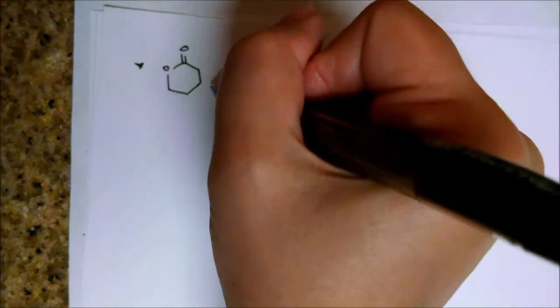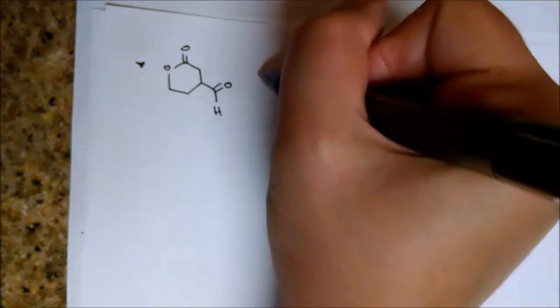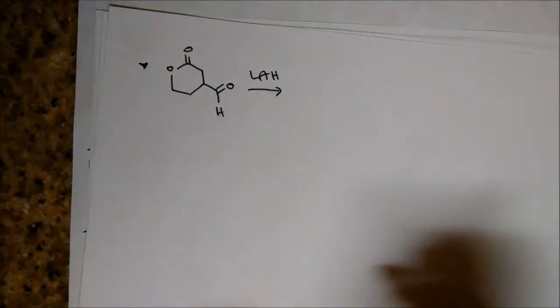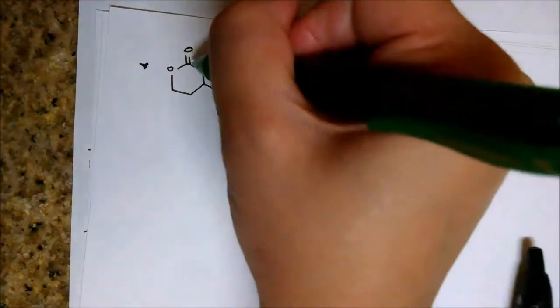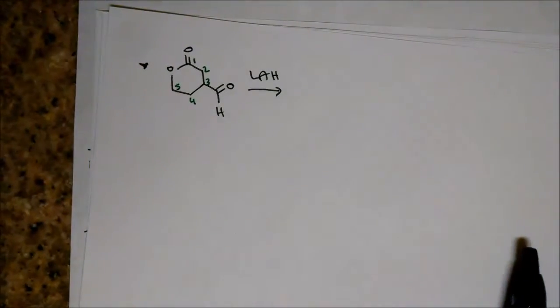I know I don't have room, so let's just go on to here really quick. Let's say we have this cyclic ester. This is known as a lactone. Here's a really good problem. You throw this guy in, let's throw in an aldehyde over here as well. We throw this in with some LAH. Everything's going to get reduced. So let's count our carbons: 1, 2, 3, 4, 5. Everything is going to get reduced.